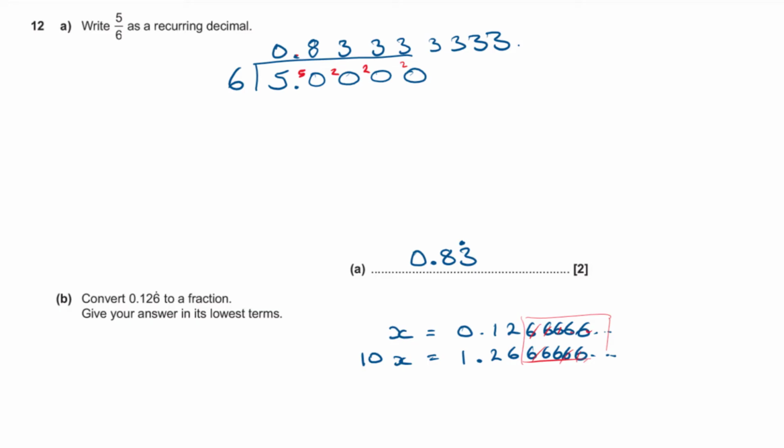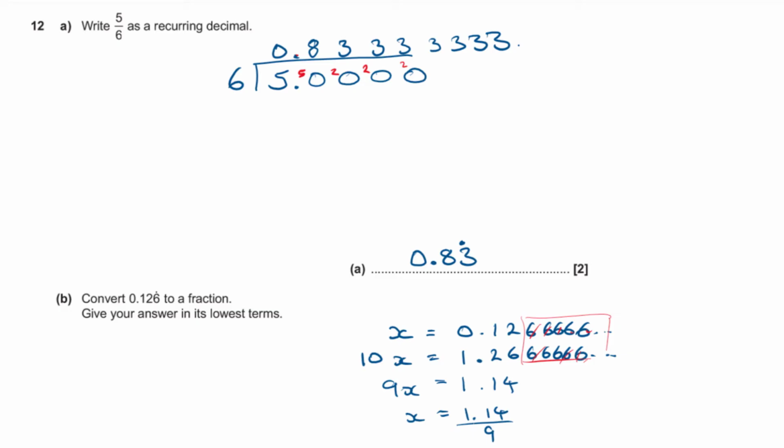1.26 take away 0.12. So what's that then? 1.26 take away 0.12, that is 1.14. And 10x take away x is 9x. So 9x is 1.14. So what's that? x is equal to 1.14 over 9. Okay, that's almost a fraction, isn't it?